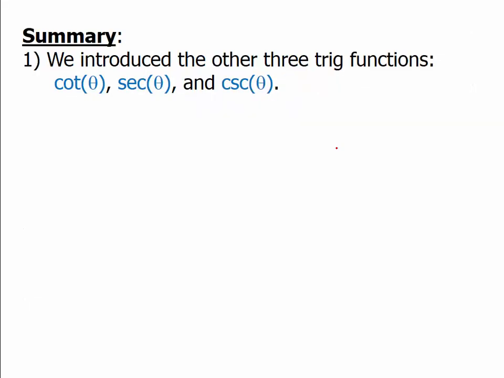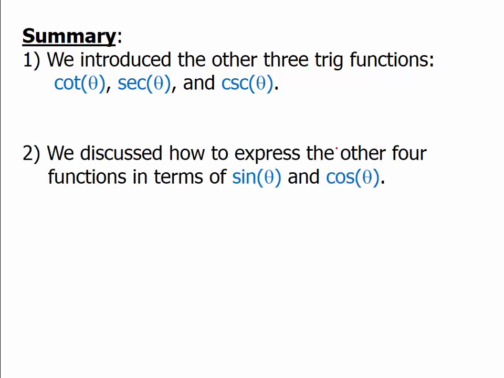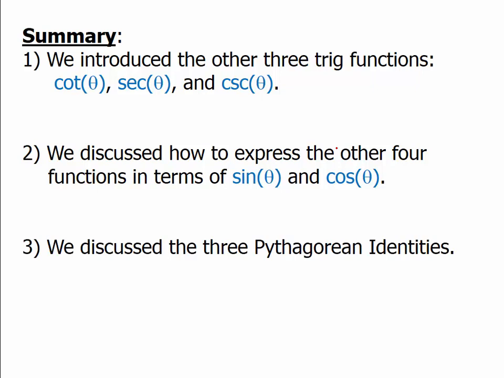In summary, we introduced the other three trig functions, cotangent, secant, and cosecant. We discussed how to express the other four in terms of sine and cosine, so it's very good to understand how they fit into the SOHCAHTOA triangle. It's very good to understand how they're related to sine and cosine. And finally, we discussed the three Pythagorean identities.